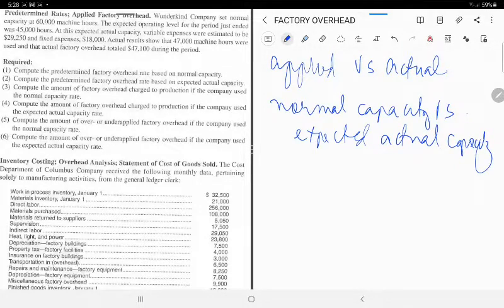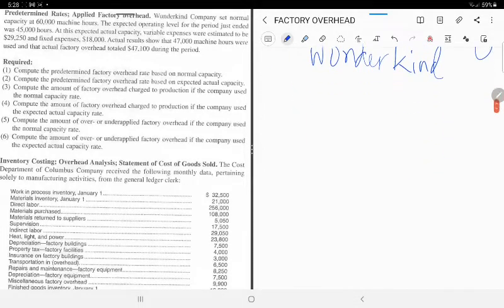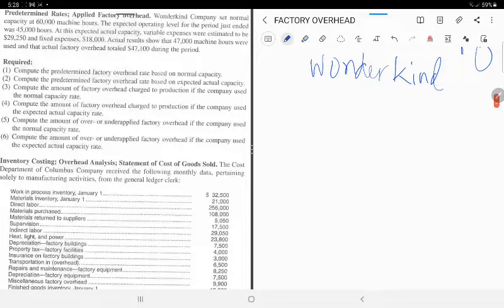And in our problem, we have Wonder Kind. And in Wonder Kind, we have 6 requirements. So we'll start with the first one. The predetermined factory overhead is the same as your standard factory overhead based on normal capacity. So let's have the data.